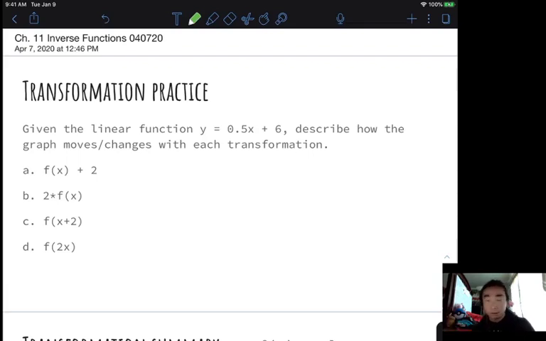Okay, so yesterday we were talking about transformations.